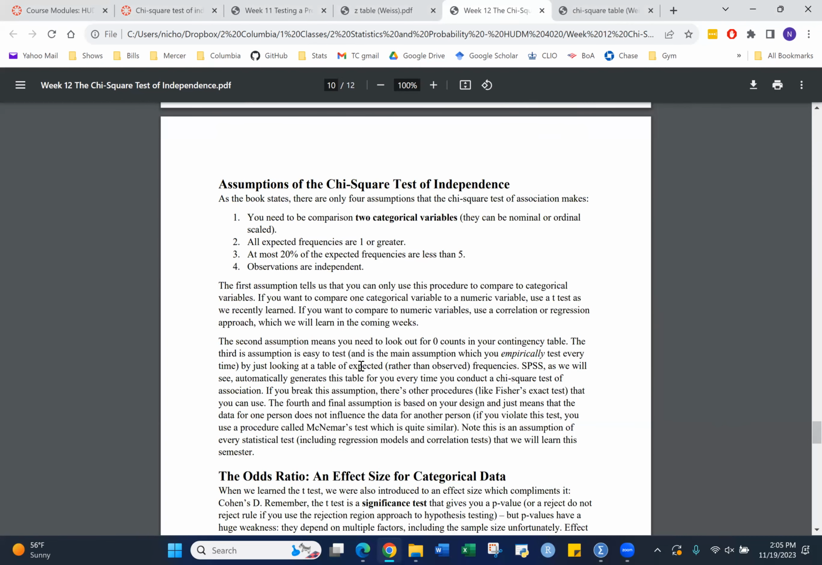Okay. So now I'm going to be very brief here on the assumptions. So the first thing, which I hope is clear from everything I've said in the last half hour or so, is that we're comparing 2 categorical variables. If I have 2 numeric variables, this is not the procedure for us. What kind of test do I use if I'm comparing 2 numeric variables? We will use the correlation test, which we're going to be learning next week.